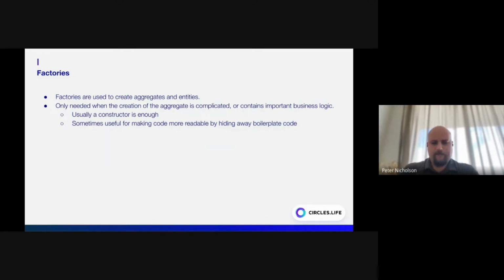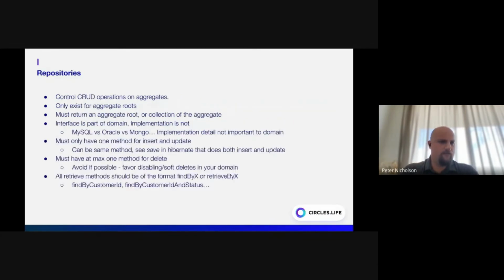All right, so moving on to repositories. This is your CRUD operations on aggregates, and they must only exist for the aggregate roots. You shouldn't have a repository for non-root objects, and they should only return an aggregate root or a collection of the aggregate, a list or an array or a set. The interface is part of your domain, but the implementation is not, because MySQL versus Oracle versus Mongo isn't important to your domain.